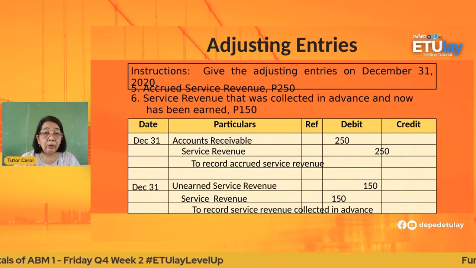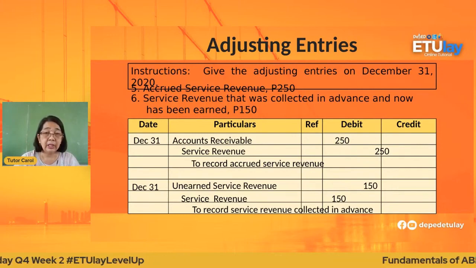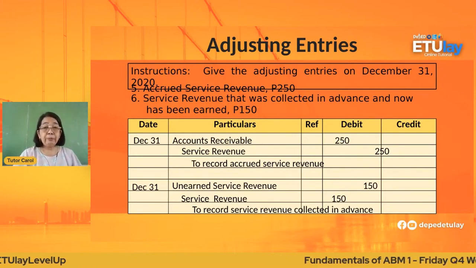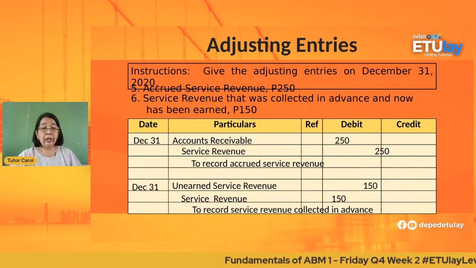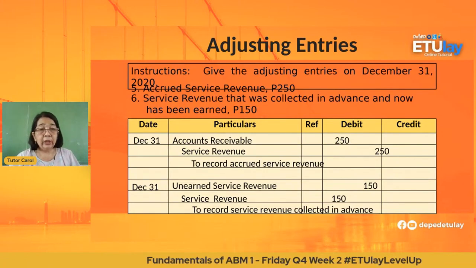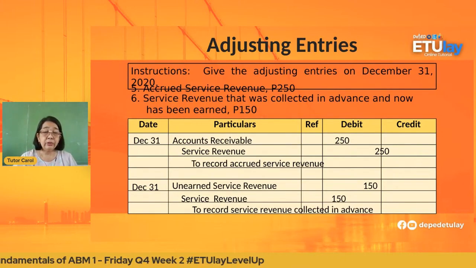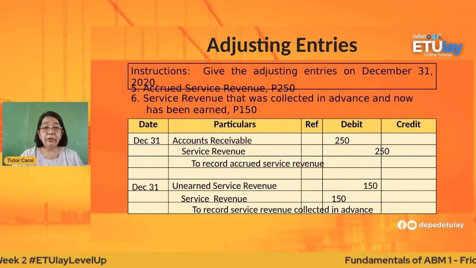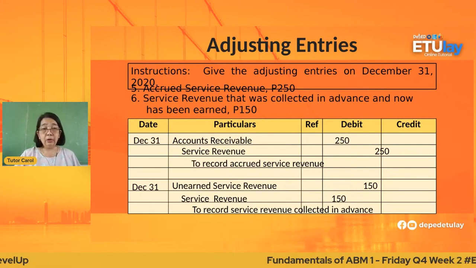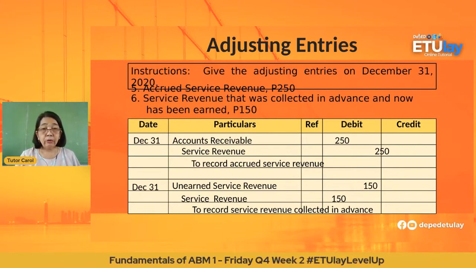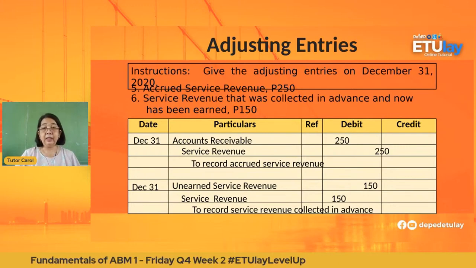But now, yung adjusting entries natin, 150 pesos of which daw is already served. So our adjusting entry will be debit unearned service revenue 150 and credit service revenue 150. Our explanation will be to record service revenue collected in advance.